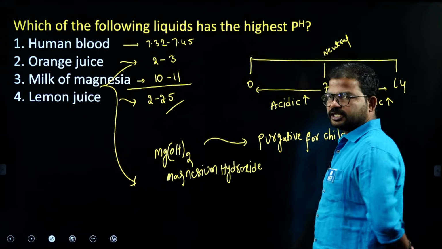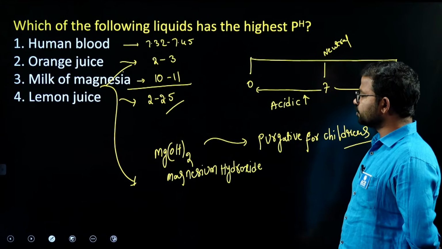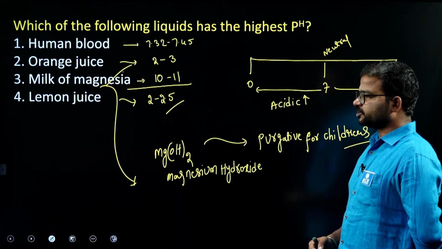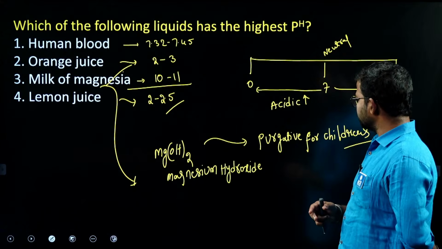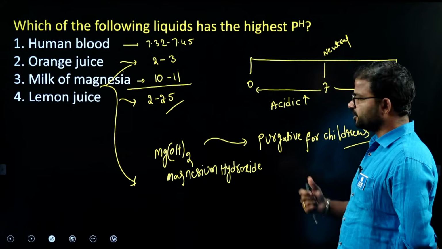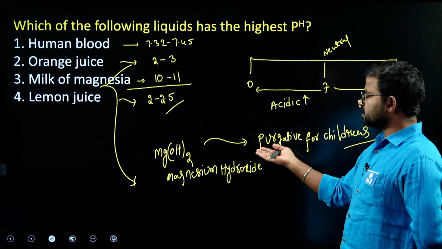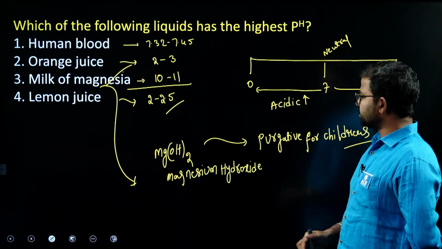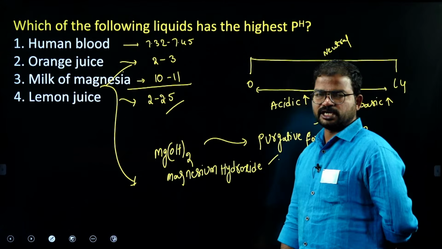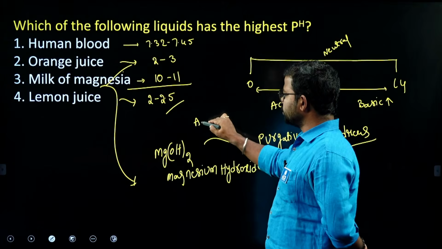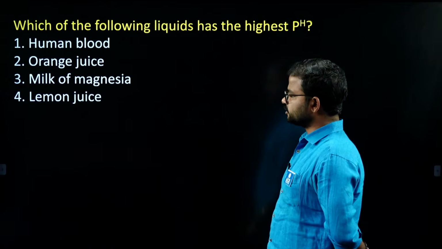It means if children are facing any digestion related issues, then we have to use some kind of chemicals. In our childhood, our parents used castor oil. Instead of that, these chemicals are now widely used. Purgative for children is nothing but milk of magnesia. This is the most widely used antacid. You should also remember that, the most widely used antacid.